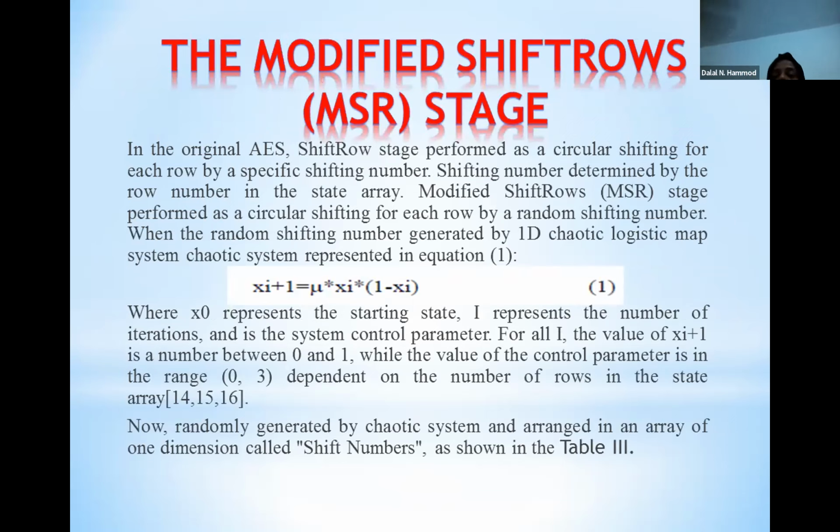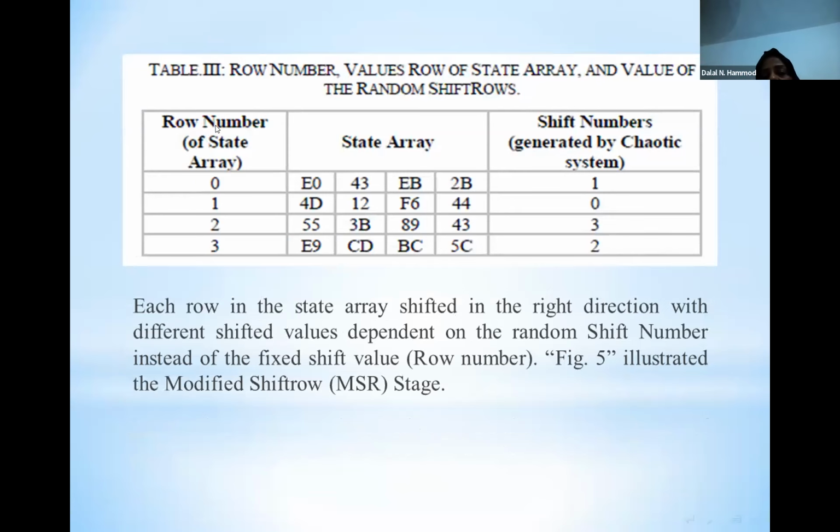Second, the modified ShiftRows stage. This modification uses a chaotic system to randomly generate 4 values, in a range from 0 to 3. Each value is the number of shifts for each row in the state array, as in Table 3. This is the row number in the state, this is the state array, and this is the number randomly generated by the chaotic system: 1032.